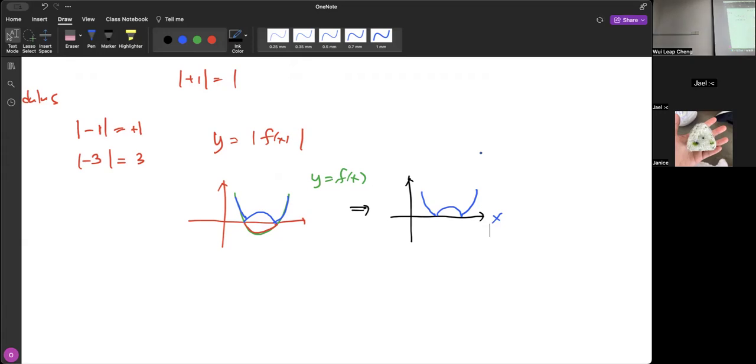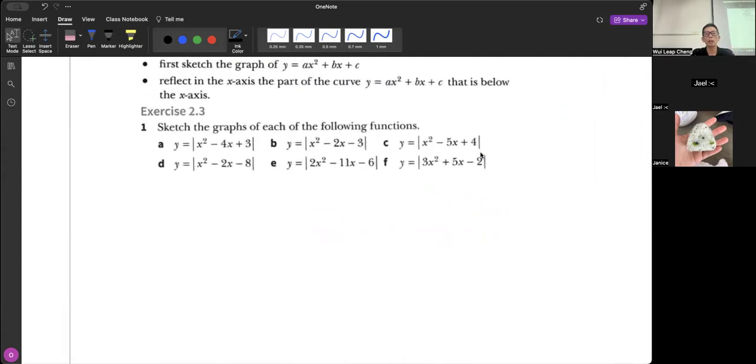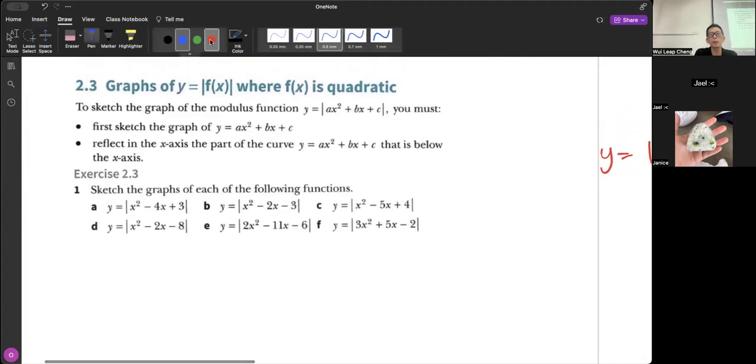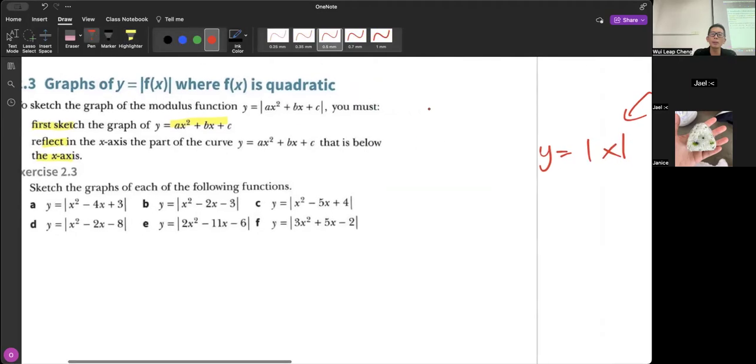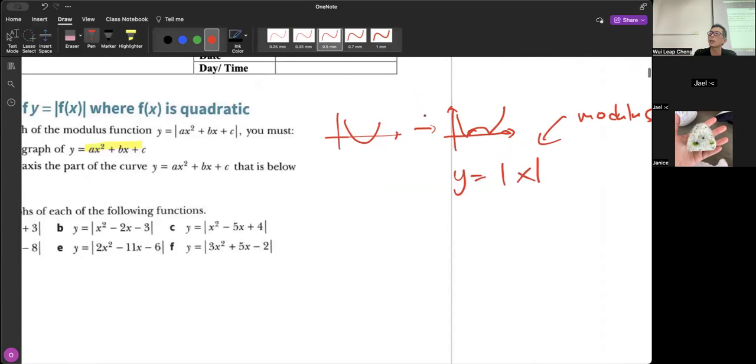Okay, let's do one example. Sketch a graph. So this is the graph. It means initially you read the text again. First, sketch this graph. Second, reflect the part of the graph below the x-axis. That means only reflect the negative part. It means originally this is a graph. Because of modulus, then it becomes like that. That's all. Okay, this is the function of modulus.